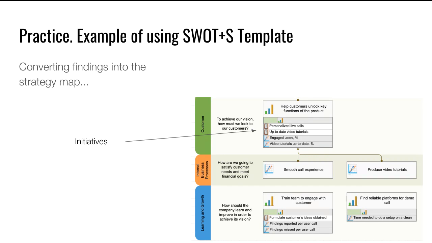So to answer the question about how we're going to do this, I will use the initiatives. And I have here two initiatives. One is what we have discussed before: personalized live calls and up-to-date video tutorials. Those are two of the initiatives that we're going to implement. And we also have here two lagging indicators that will tell us if we are on the right track with this strategy, with this goal.